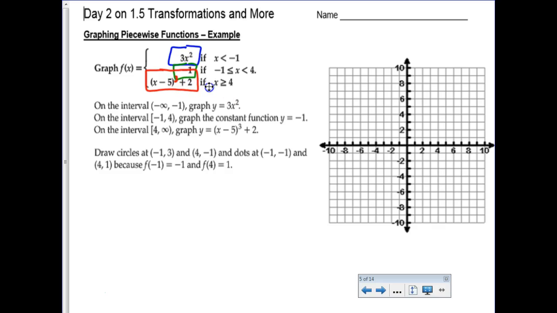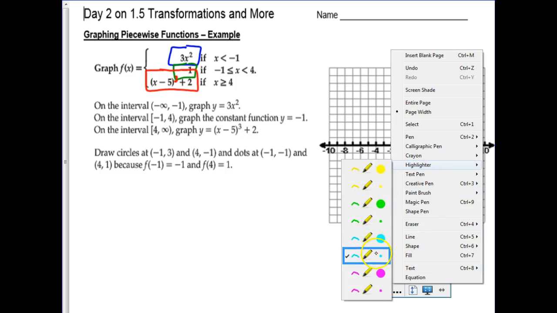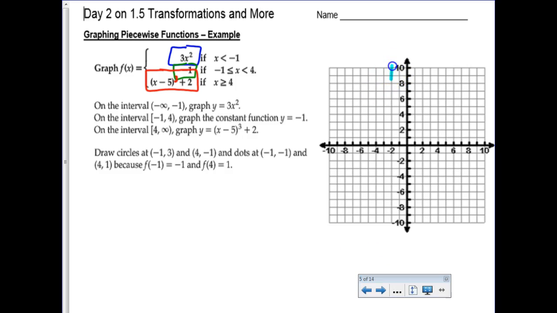What I want you to do first is if you have a highlighter, I want you to mark up what I call the boundary lines. So the boundary lines are any place where the function switches. I'm seeing -1 and 4. -1. And this is not a part of the graph. It's just kind of a visual cue for me. Oops, that's not -1. Try again. Like I said, -1.